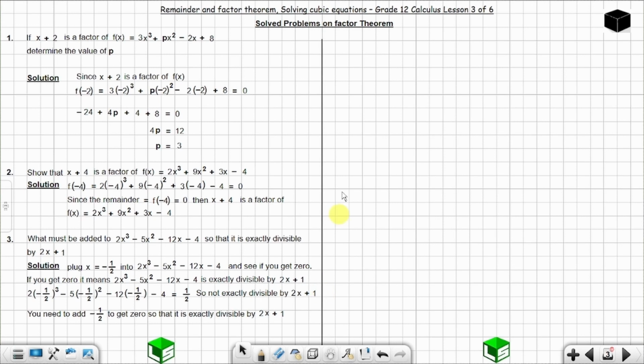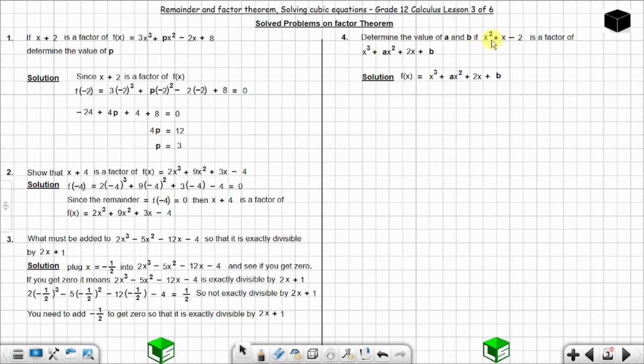Let's move on. Now we are going to see question 4. Determine the value of a and b if x squared plus x minus 2 is a factor of x cubed plus ax squared plus 2x plus b. So solution: this is your f of x. F of x is equal to x cubed plus ax squared plus 2x plus b.